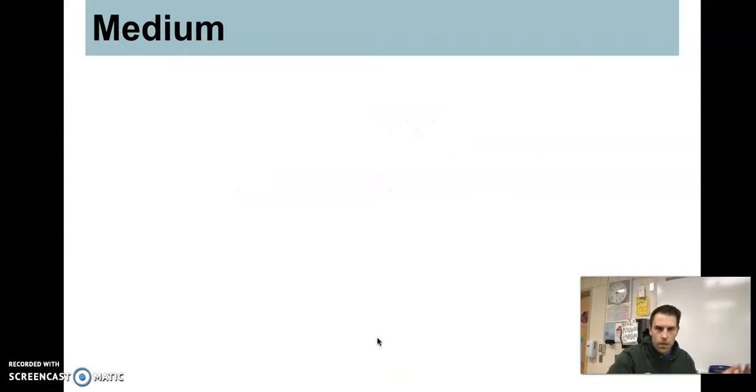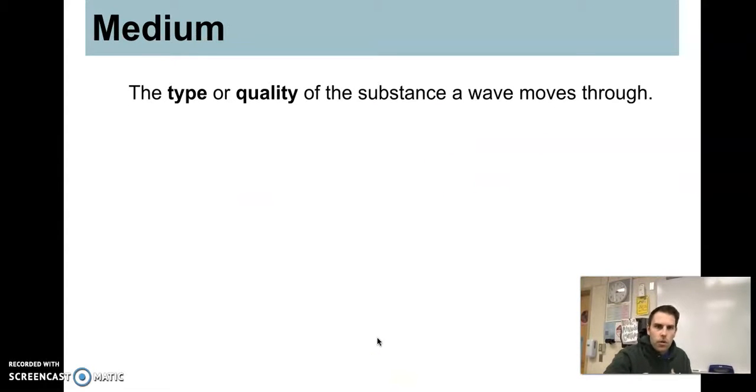So what is a medium? It's the type or the quality of a substance that a wave moves through, right? But a wave has to move through something. That's what a medium is.